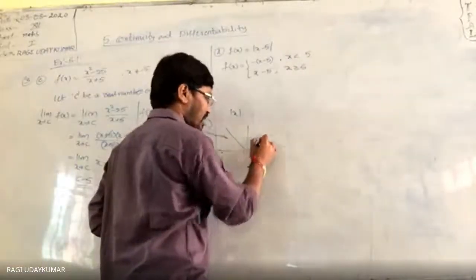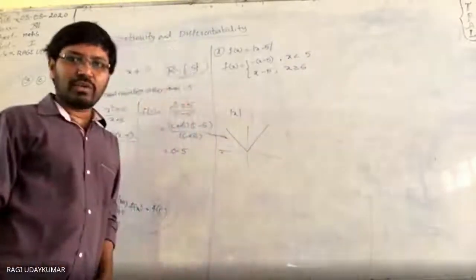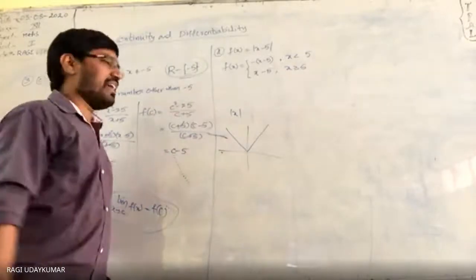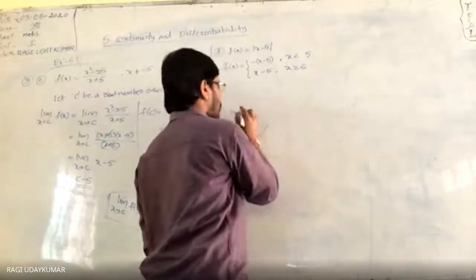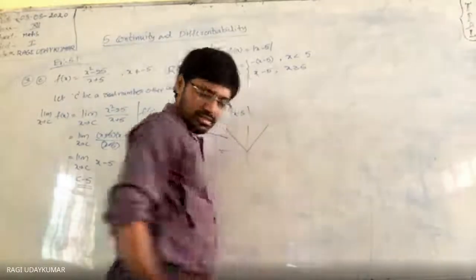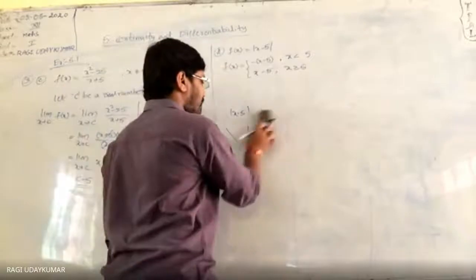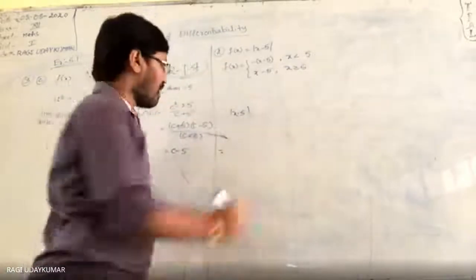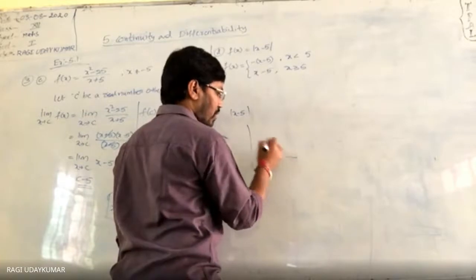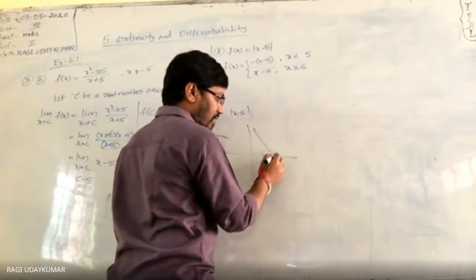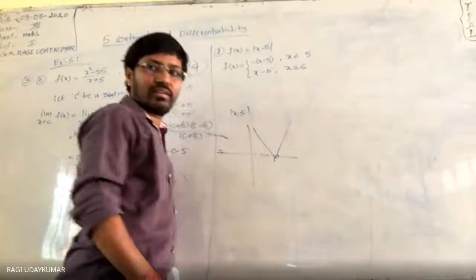V shape. Yes, this is a graph of mod x. We can tell from the graph. Suppose it is given as the modulus of x minus 5, the graph will be at the point 5. Same graph, you are going to have 1 2 3 4 5, the point 5 will be like this.